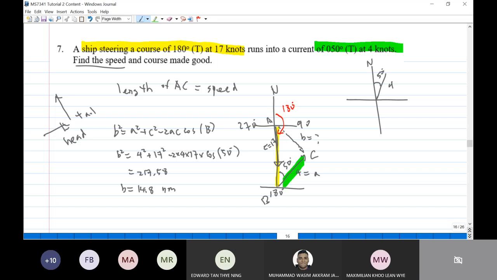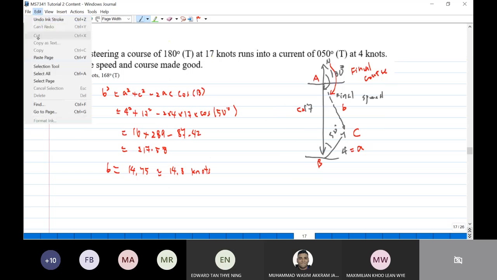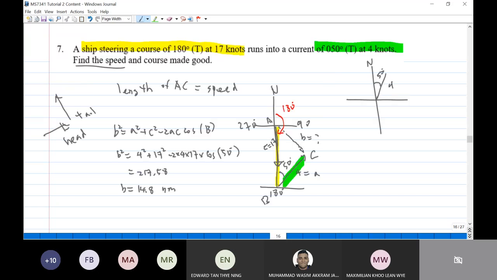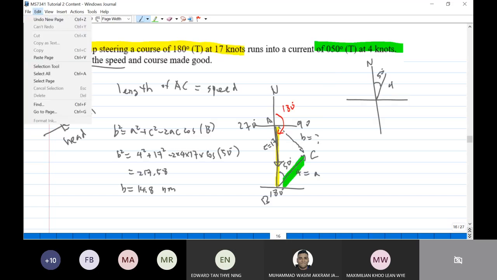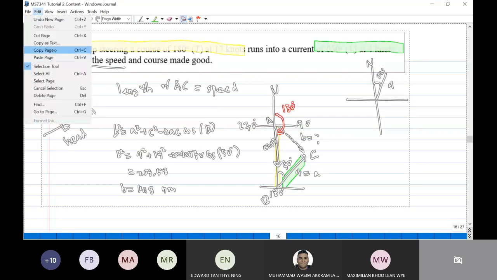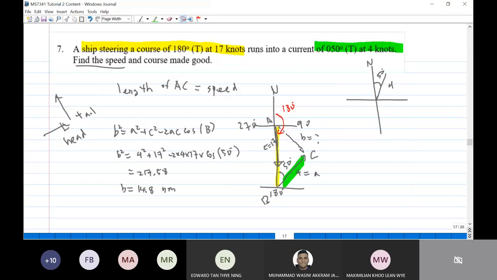So I need to copy the diagram again so that you can see more clearly. Okay, insert the pictures. So let me copy this. Edit, select page, edit, copy page here. So this is the same problem. Okay, and now I want to find the course made good here. So this is the question. Let me erase all these things.